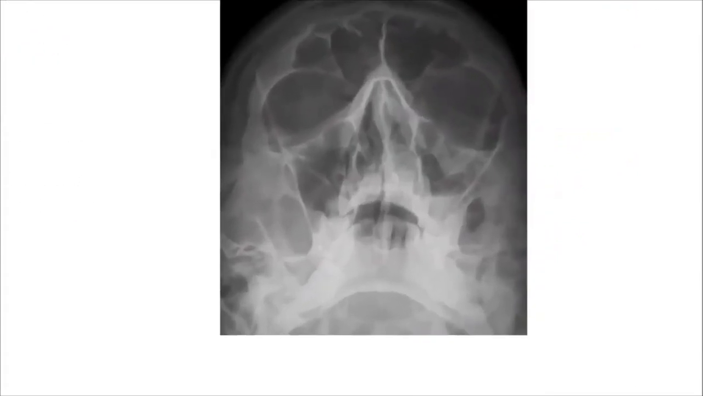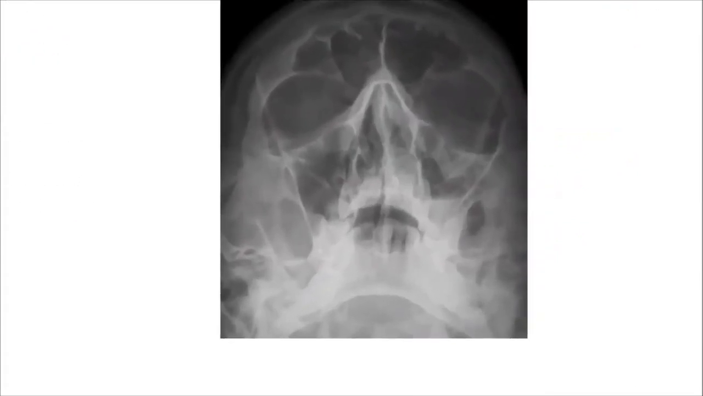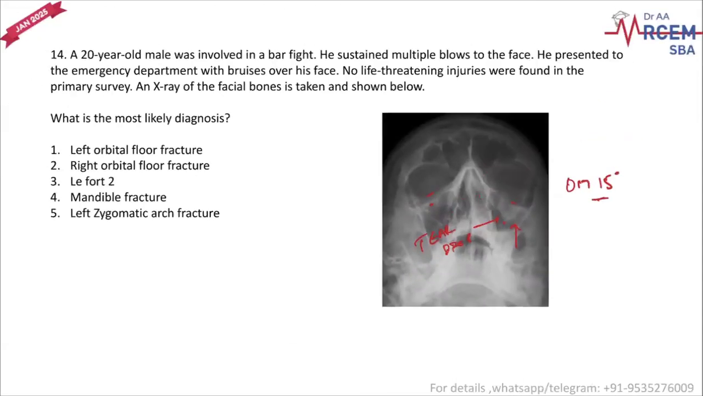We'll have a closer look at the X-ray. This is an occipitomental view, OM view of 15 degrees. Whenever we have an OM view of 15 degrees, we need to always suspect an orbital floor fracture. So we look at the thickness. This thickness, if you compare with this thickness, is increased, suggesting an orbital floor fracture. This sign, what you're seeing, is known as teardrop sign. Keeping this in mind, a left orbital floor fracture will be the right answer.